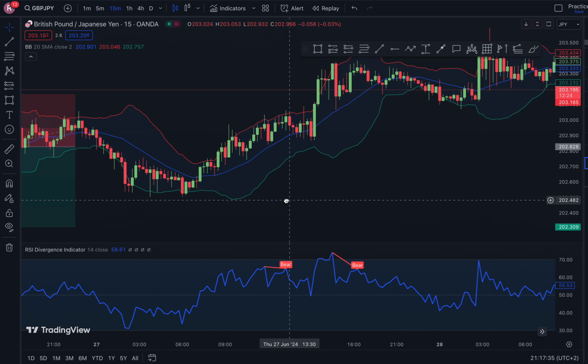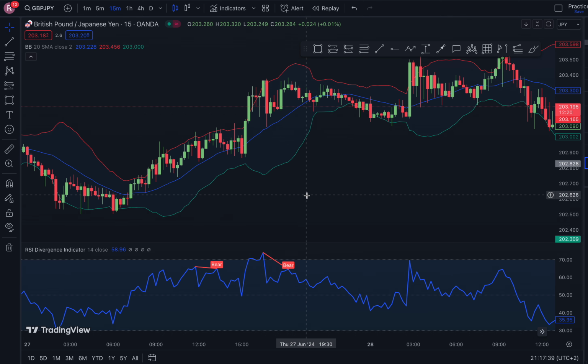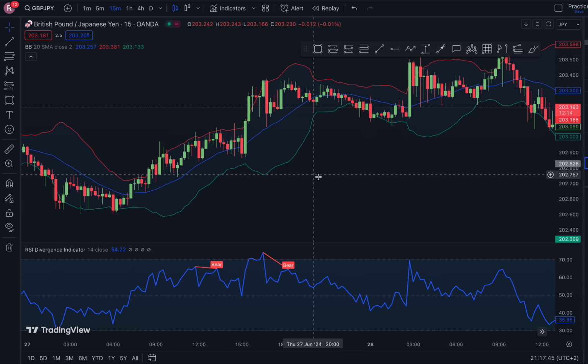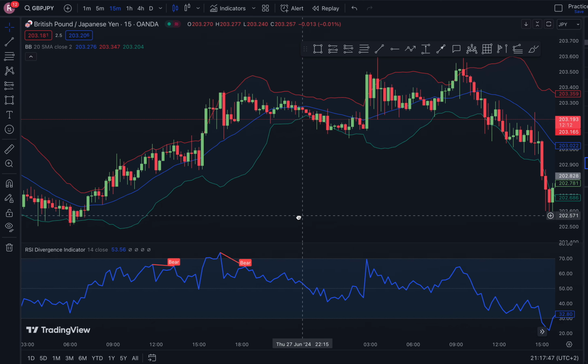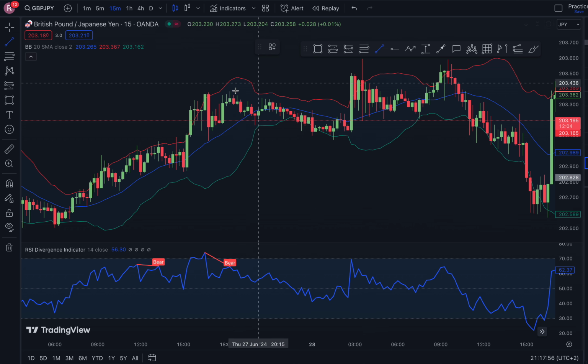Let's keep going. You can see price broke out there, but it didn't give us an engulfing candle, so we shouldn't take that one. You can see price broke out right here, but in my regard, this really isn't a divergence. So let's keep going.